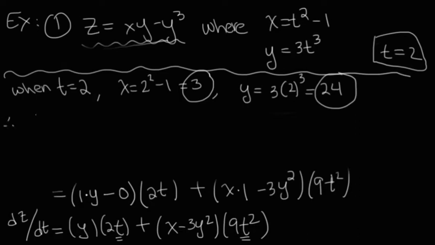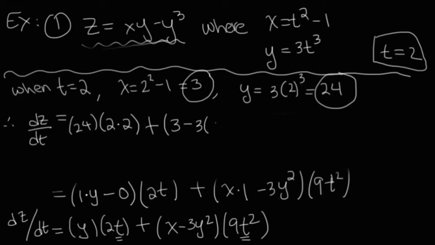So now I say therefore dz by dt equals, and I'm subbing it into this very last line right there to get my answer. Okay, so my y is 24. My t, I do 2 times 2 because that's the t, plus, and then x is 3 minus 3 times y is 24. So we're doing 24 squared. And then, oh, pardon me, and then we're doing times 9 times, and then t was 2, so we're doing 2 squared, and there it is.